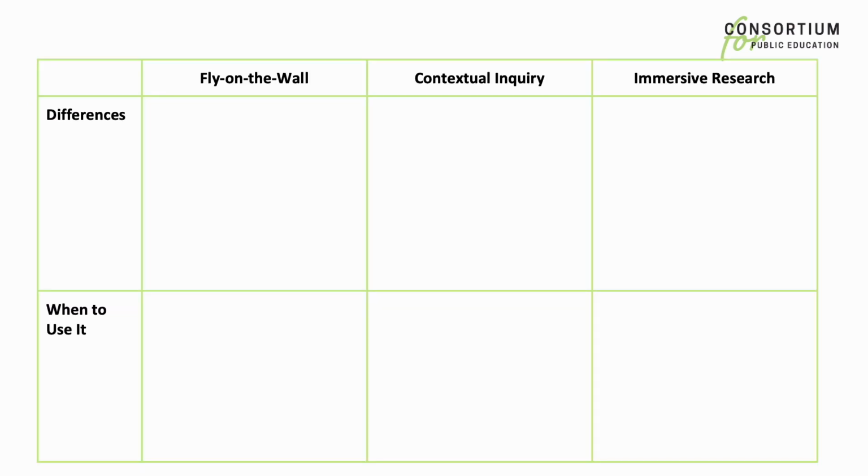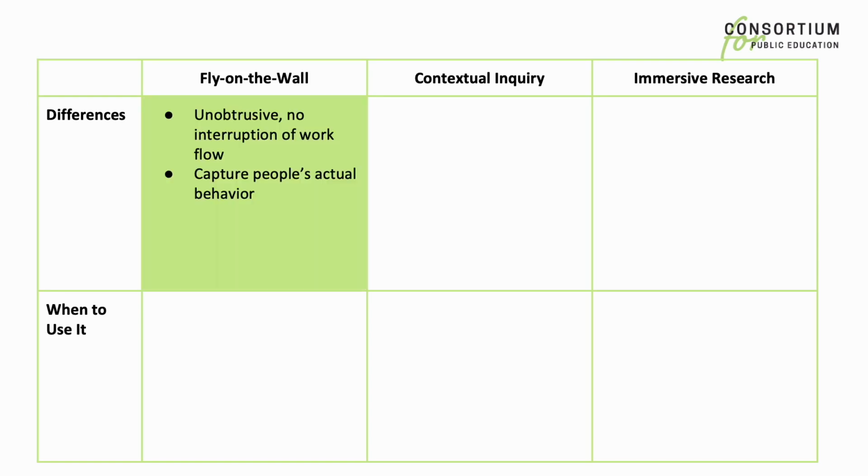Now let's talk about how each of these methods are different. Fly-on-the-wall observations are unobtrusive and are designed to not interrupt the flow of whatever is happening. Further, they are designed to capture people's actual behavior. You do not engage in the situation directly at all when you are observing in a fly-on-the-wall observation.